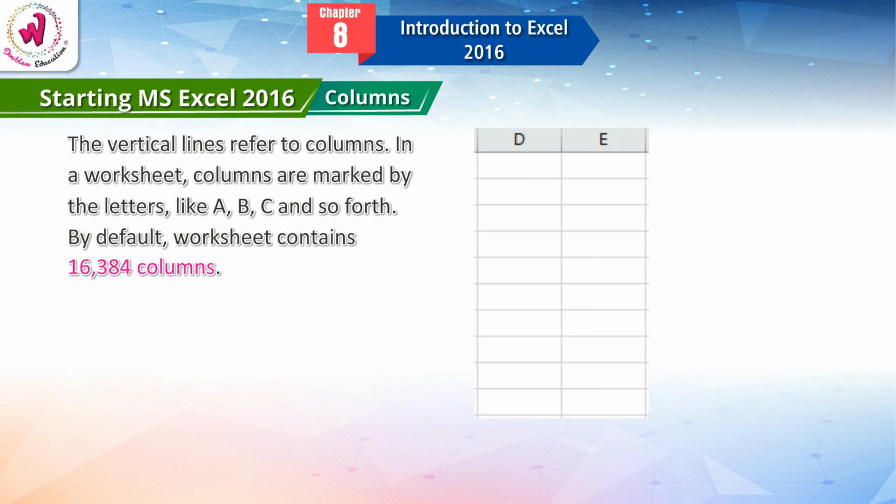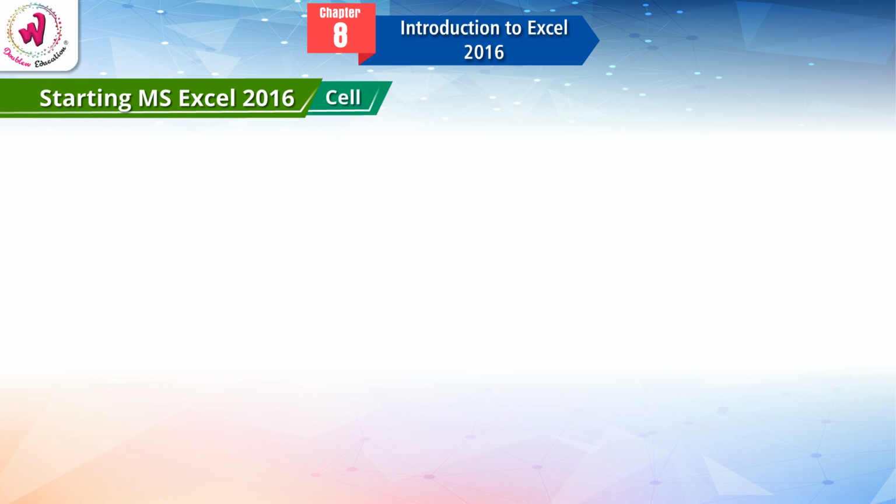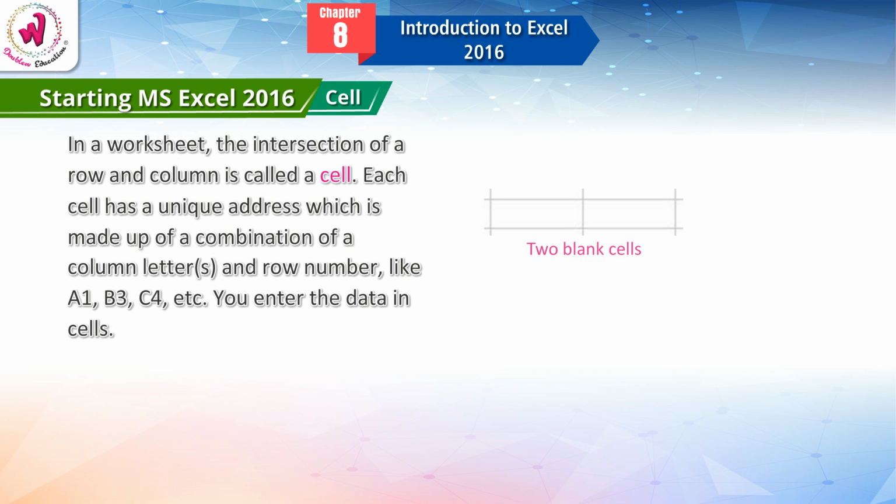In a worksheet, columns are marked by letters like A, B, C and so forth. By default, a worksheet contains 16,384 columns. Cell. In a worksheet, the intersection of a row and column is called a cell. Each cell has a unique address which is made up of a column letter or letters and a row number, like A1, B3, C4, etc.